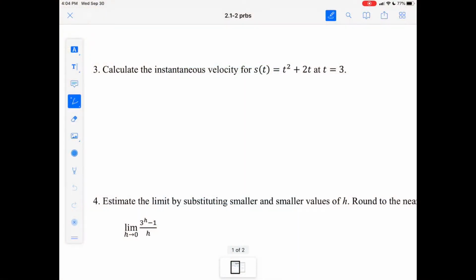All right, so let's work through problem 3. Let's calculate the instantaneous velocity for this function s of t when t is 3. So instantaneous velocity at 3 should look like this: the limit as h approaches 0 of, I'll use s, since that's what the function is, s of 3 plus h minus s of 3 all over h.